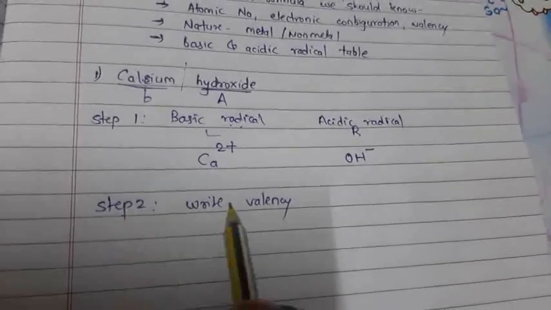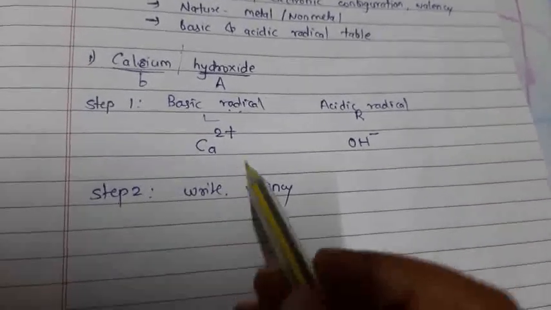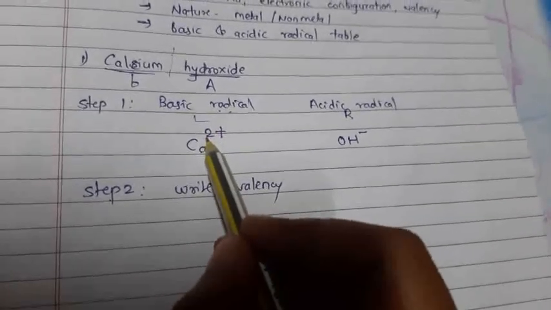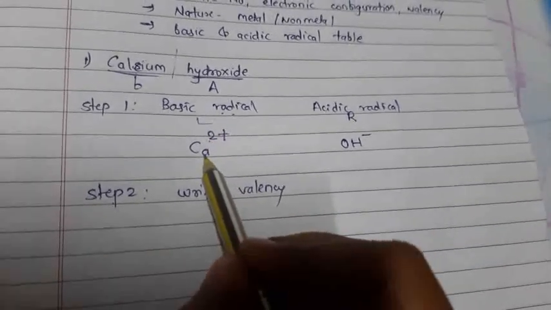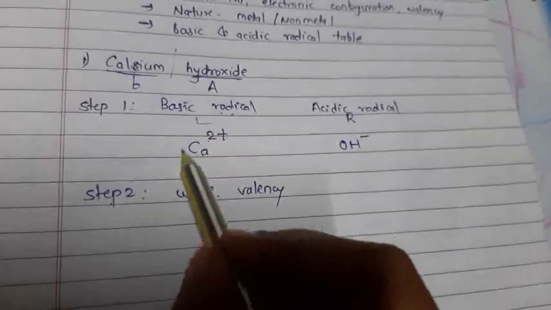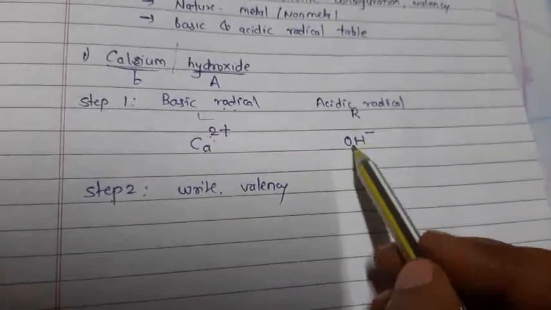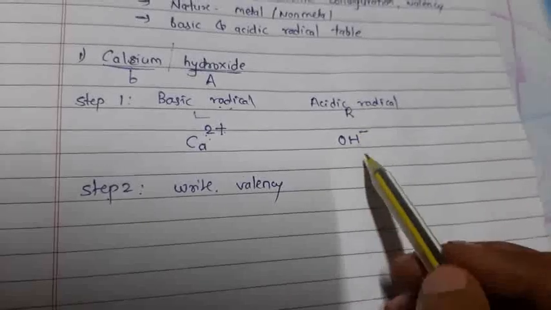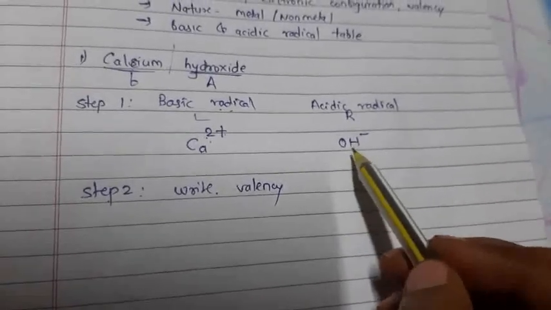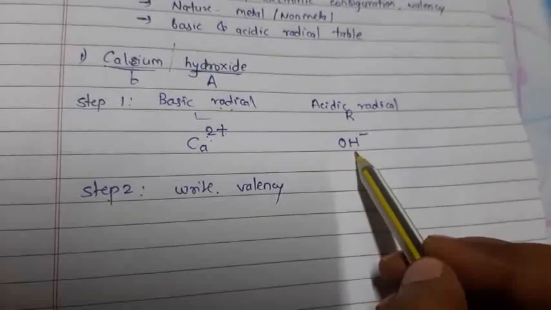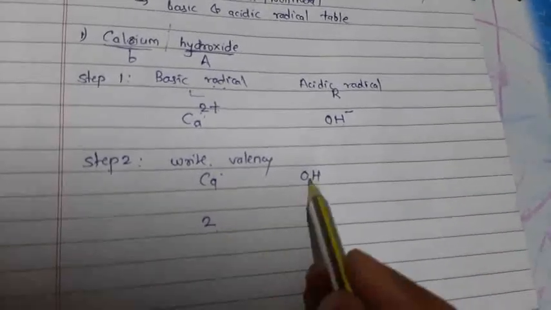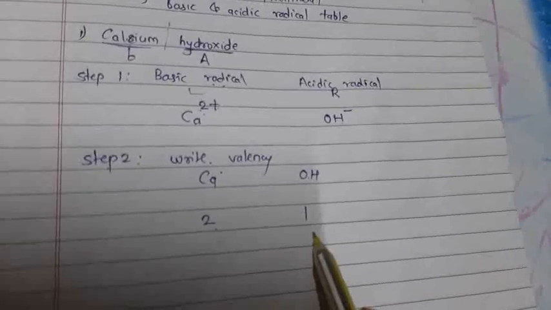Second step is to write their valencies. For calcium, whatever number is written on its head will be the valency of that radical. For example, calcium 2 plus means calcium's valency will be 2. For the OH group, no number is written, which means 1 is present. So the OH hydroxyl group's valency will be 1. So calcium's valency is 2 and hydroxyl group's valency is 1.